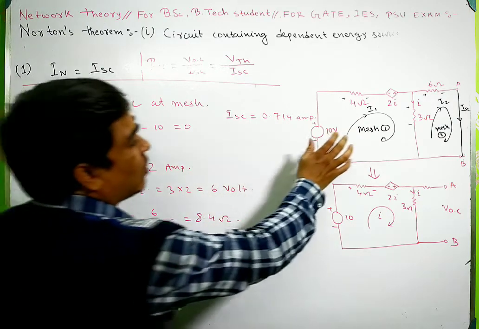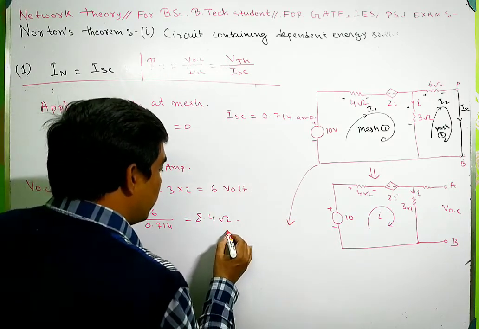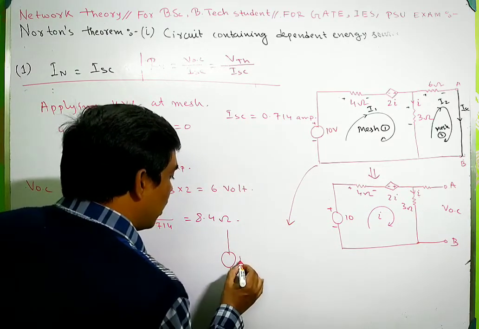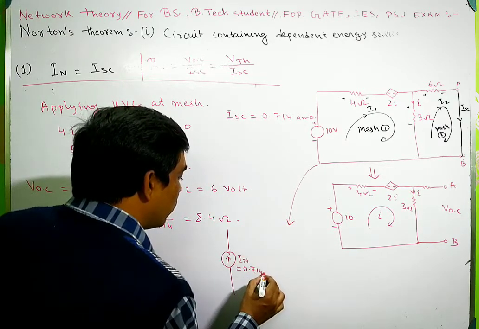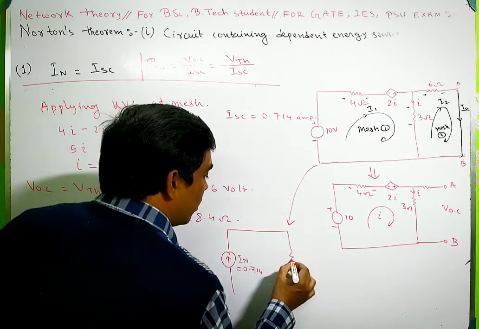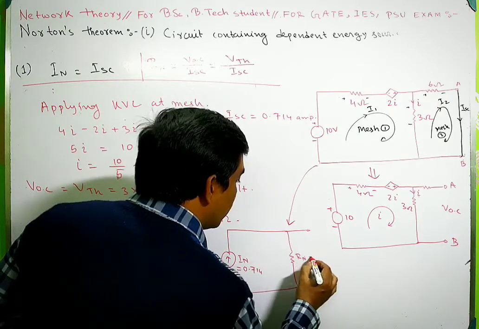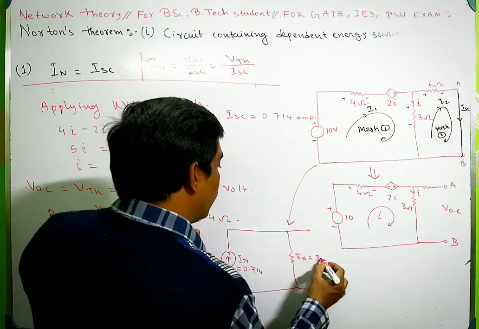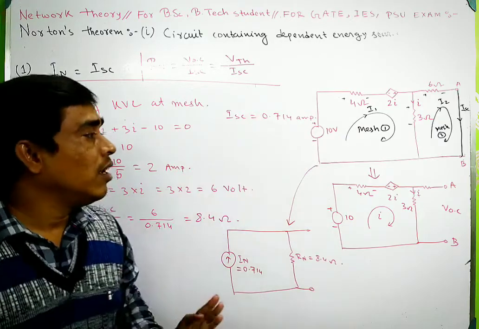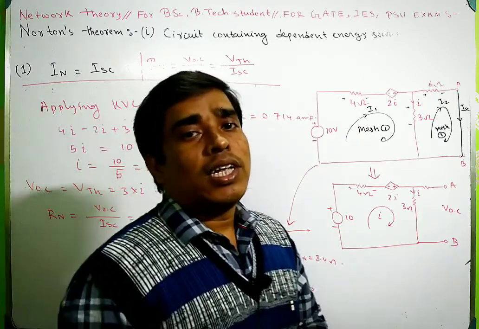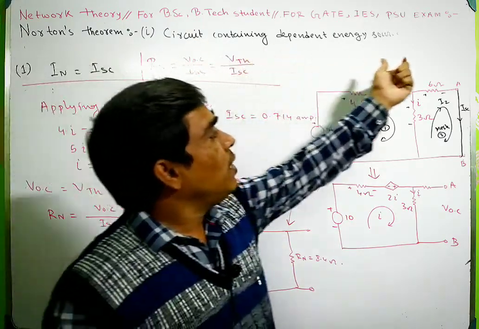Okay, so this circuit can be transformed in this way. This is the energy source IN, so IN equals 0.714 ampere, and this is the parallel resistance. This parallel resistance RN equals 8.4 ohm. This is the equivalent Norton circuit from this circuit. Okay, so in the next class I will discuss the problem with a circuit containing an independent energy source.